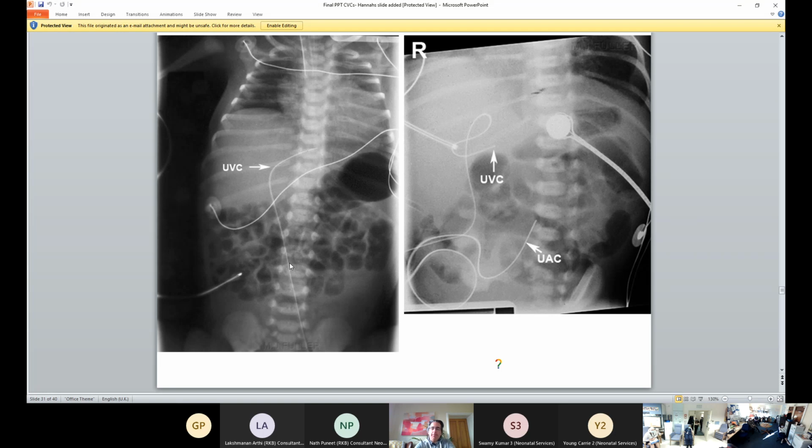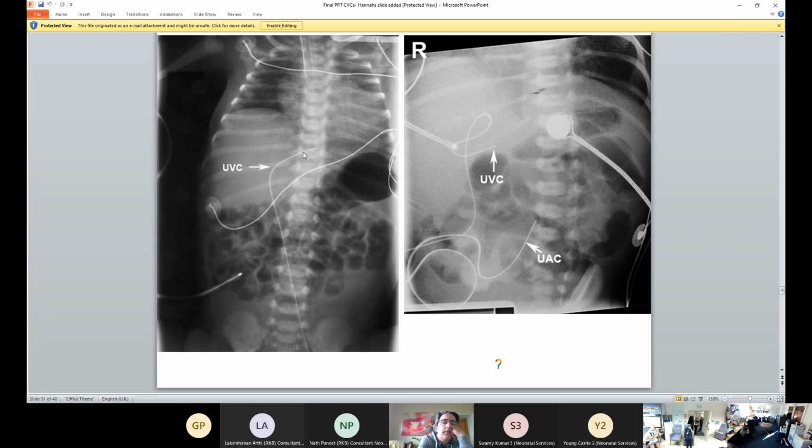In this X-ray, the UVC was going through the umbilical vein and suddenly deviated to the left side. So at what level did this happen? If we start to count 1, 2, 3, 4, 5, 6, 7, 8. Actually, it deviated through the left hepatic vein, this one.